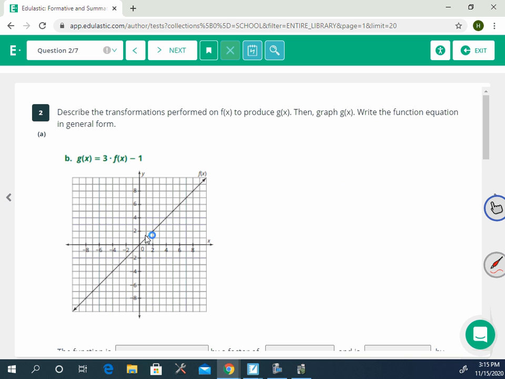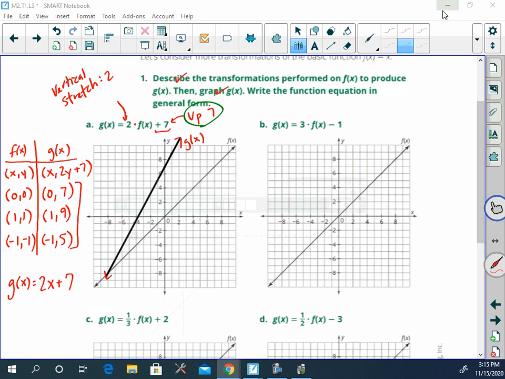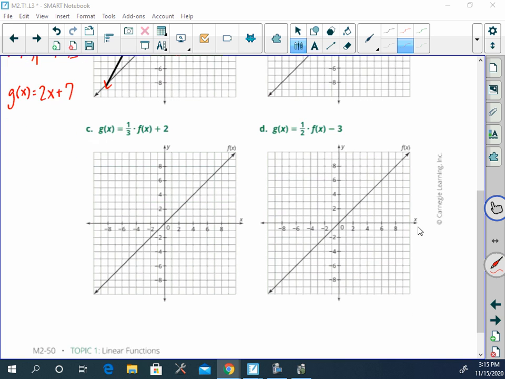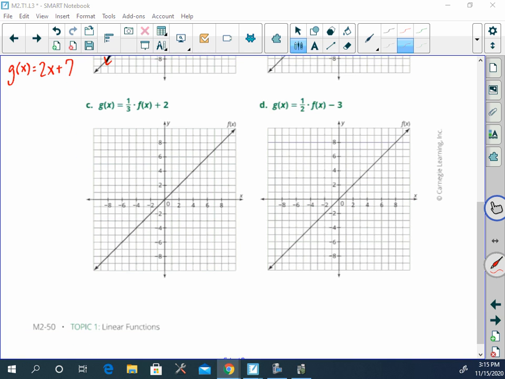And this one I'm going to leave up to you to do. So what I would do right now is I would pause this and I would try number 2. Okay, do it in your book and then do it in Edge Elastic. Then I'm going to go ahead and move on to C or D. Maybe I'll do, yeah, I think I'll do C. And then I'll leave D up to you guys.